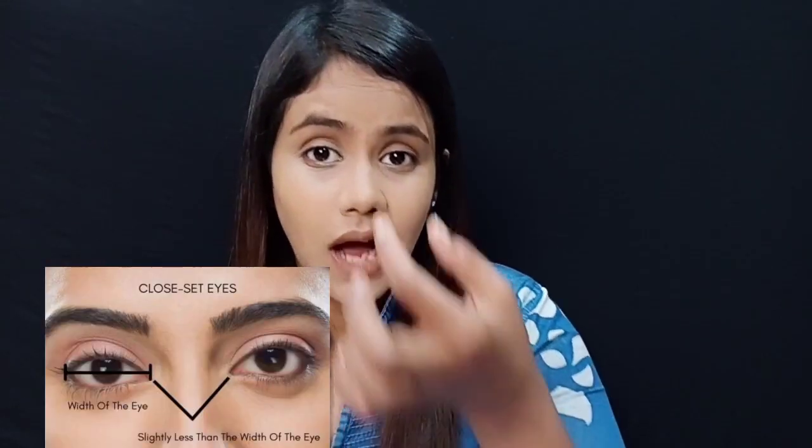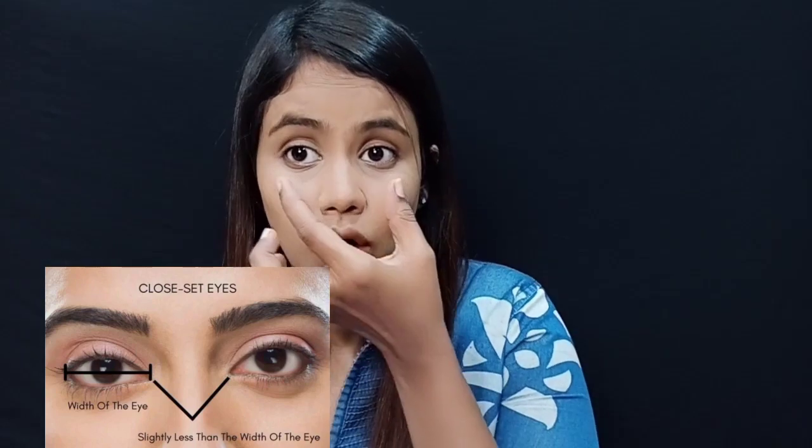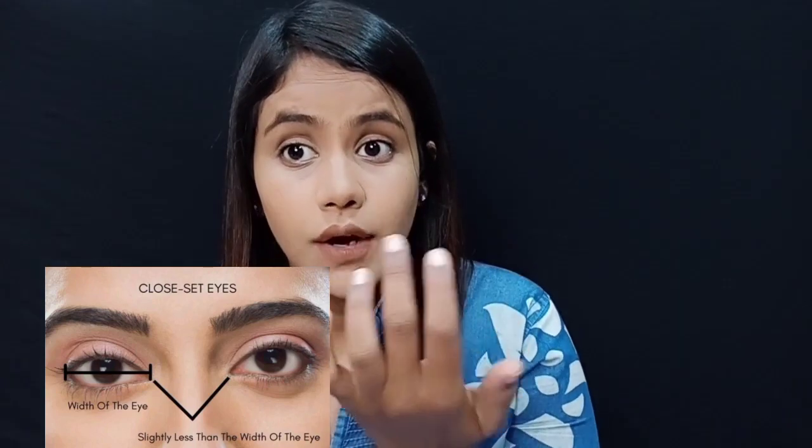Now let us go for the closed set eyes. The same carries for closed set eyes. The difference is the eye area here will be too small. Looking at my eyes, this area will be a little bit smaller, and the eyes look like the space in between is very less. For that kind of eyes we call it closed set eyes.